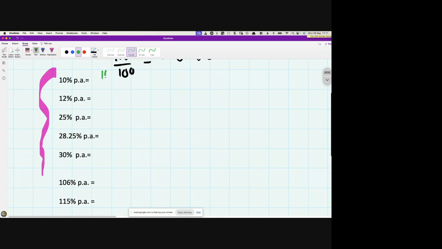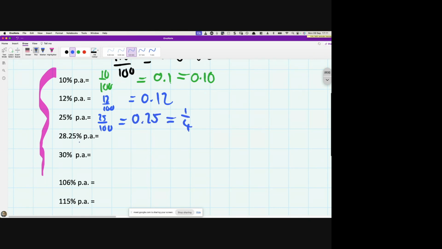Okay, 10%, 10 over 100, or it's the same as 0.1, or you can also write it as 0.10. 12%, 12 over 100, or 0.12. 25 over 100 is the same as 0.25 or a quarter. Now, these ones get a bit trickier. So I want to give you a bit more time. How do I write 28.25% as a fraction?